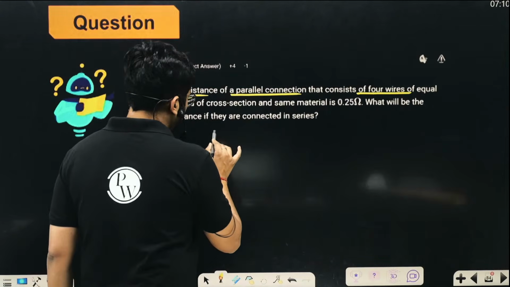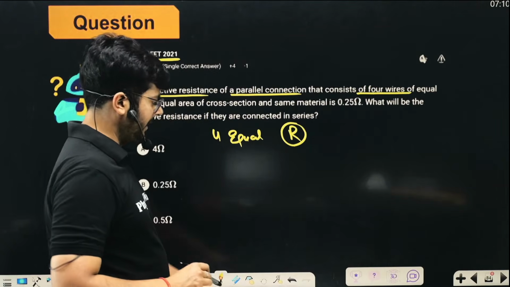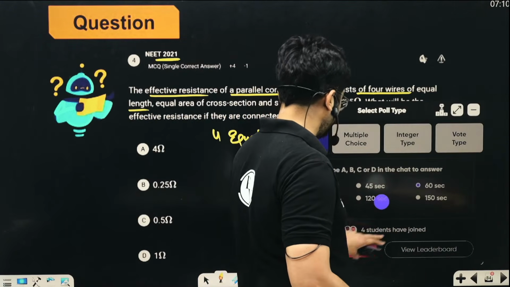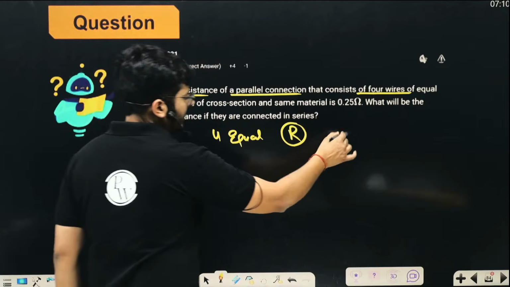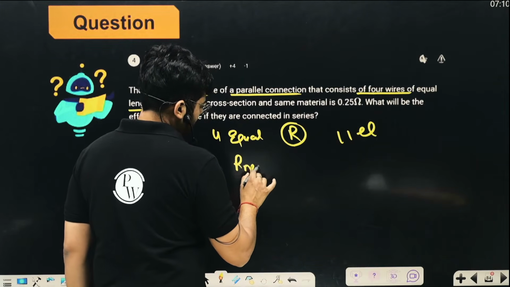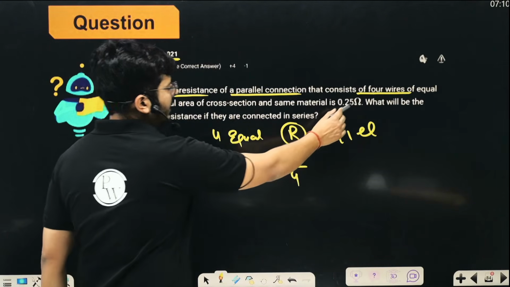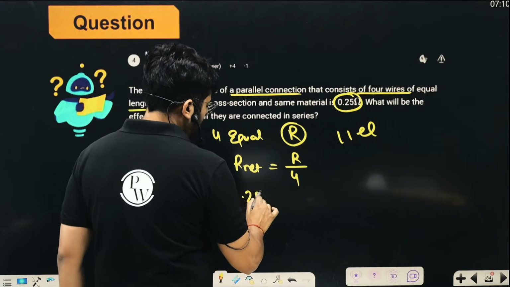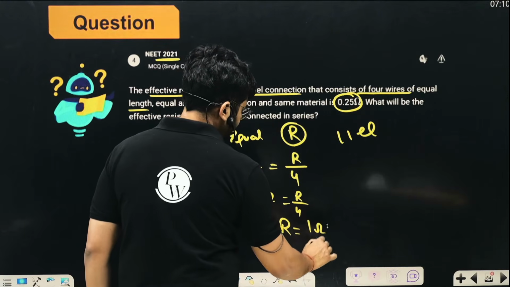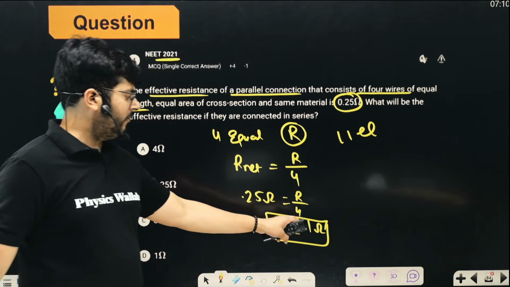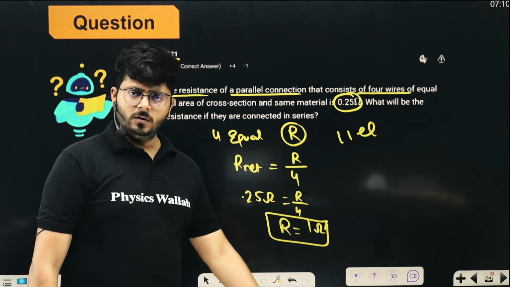My dear kids, meanwhile, you can solve it and try to answer it in the comment section. If 4 equal resistances, each of R, are connected in parallel, then what will be the net resistance? We can say that it is R upon 4, individual resistance upon 4, and right now it is coming out to be 0.25 ohm. So clearly individual resistance is 4 times this, which is 1 ohm. So when you connect four 1 ohm resistances in parallel, the net resistance will be 1 upon 4.